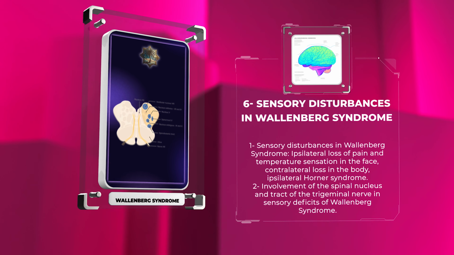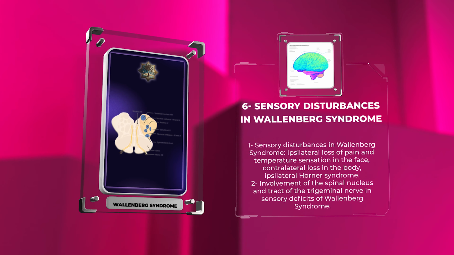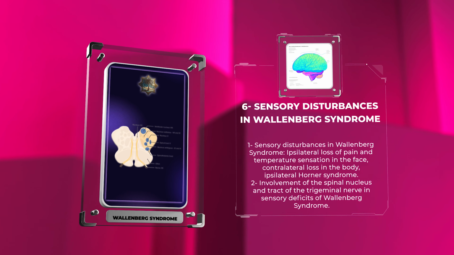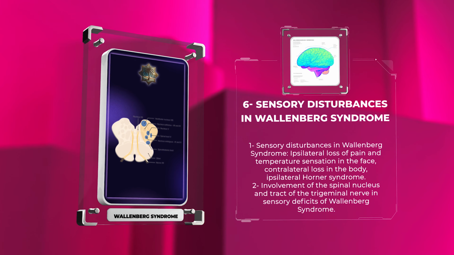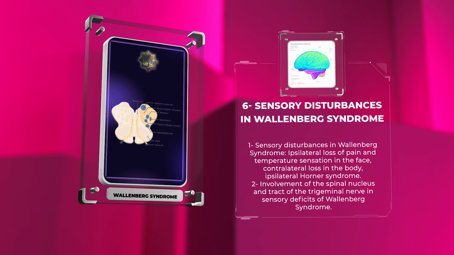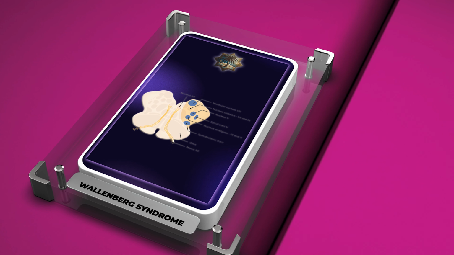The syndrome typically presents with ipsilateral loss of pain and temperature sensation in the face, contralateral loss in the body, and ipsilateral Horner syndrome, which includes ptosis, miosis, and anhidrosis. The involvement of the spinal nucleus and tract of the trigeminal nerve accounts for the sensory deficits observed in this condition. In Wallenberg syndrome, motor dysfunction plays a prominent role.